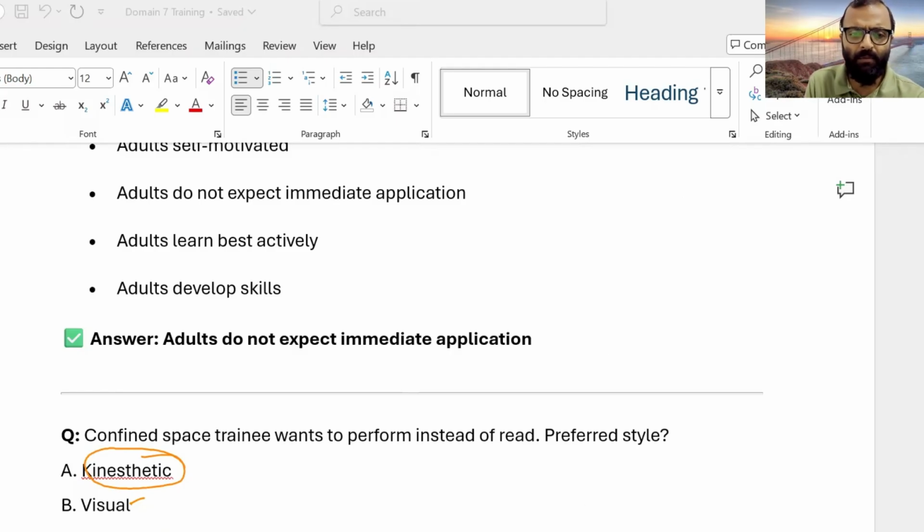Now again, certain delivery models are there. This one, theories of learning are there. We will discuss in the next class.